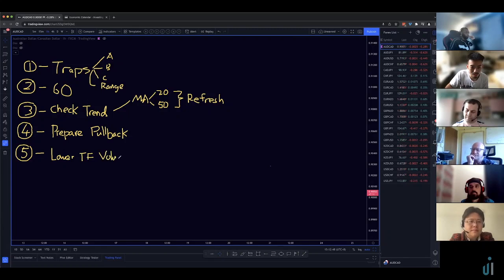All right. So once we have lower time frame volume, we check for the overall and detail. All right. So, Ross, what's the whole idea behind checking the overall and detail volume? What are we trying to look for?